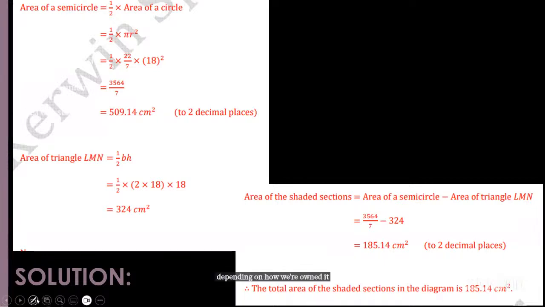So this is what we would have gotten. The area of the semicircle, half of the area of the circle, we would have gotten 509.14 or 15, depending on what you worked. The area of the triangle, we did that as well, and we arrived at 185.14 square centimeters. Now, does everyone have their circular jar or something circular?